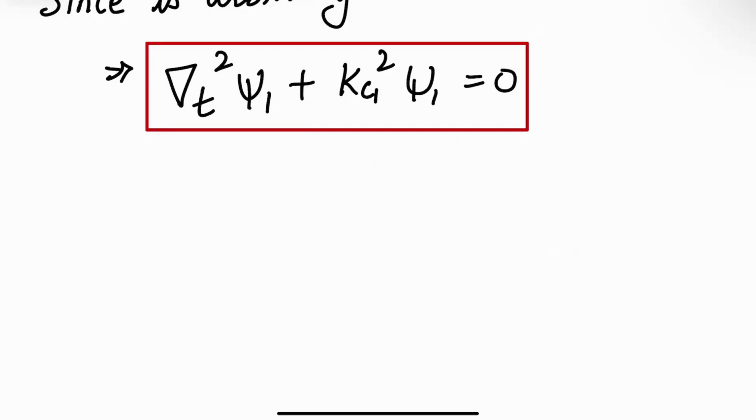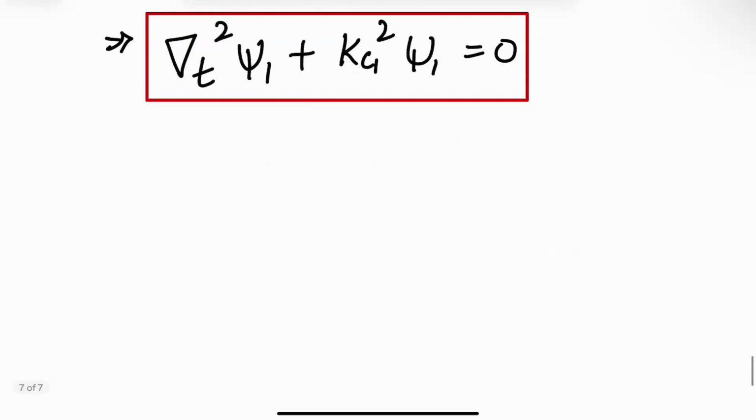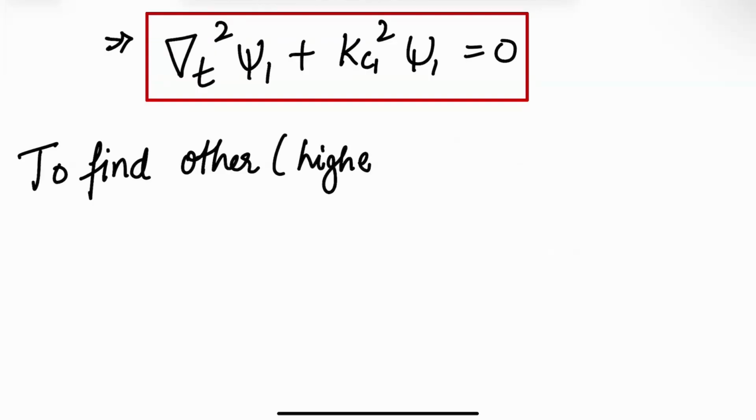But we also want to show that we can find other eigenvalues. And so we found psi1 and kc1. How do you find the other minima? Right? There are many other minima in this equation. So the way you find it is by utilizing the fact that psi1 is orthogonal to all the other modes. Okay. So to find other or higher order modes, we use orthogonality.